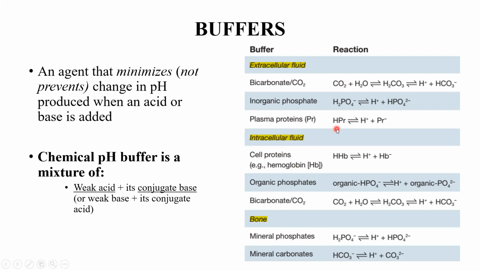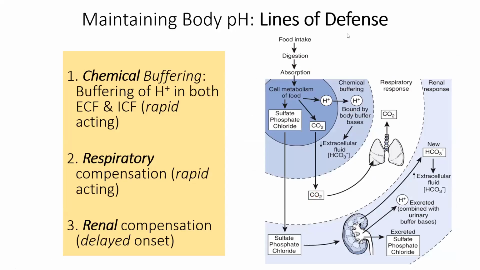So in the kidney, you'll mainly be dealing with the bicarbonate carbon dioxide buffer system and the inorganic phosphate buffer system, and there is an ammonium buffer system, which is not shown here and is most prolific inside the kidney. We'll be talking about that in a while.